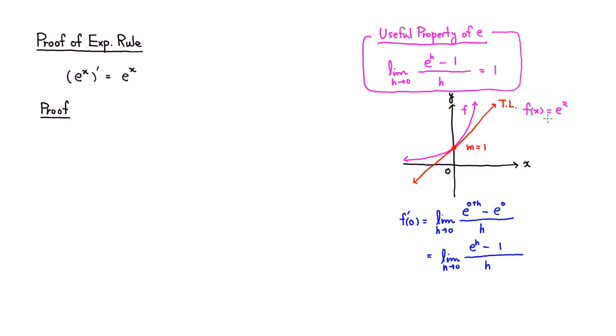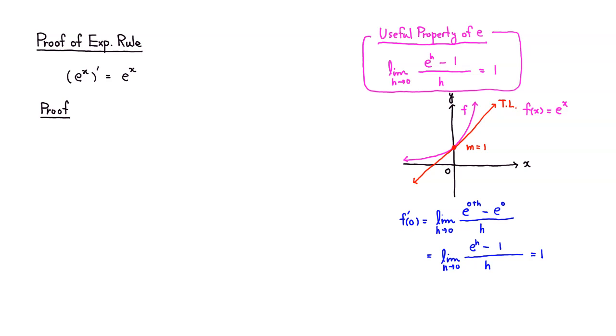So we chose this specific number e. Remember that e is about 2.7 something something, a kind of strange number, but we chose e specifically so that the derivative of the function e to the x at x equals 0 is exactly equal to 1. That's one of the useful properties of the number e. I'll take that for granted and then try to write a proof for the exponential rule. All right, so the proof.